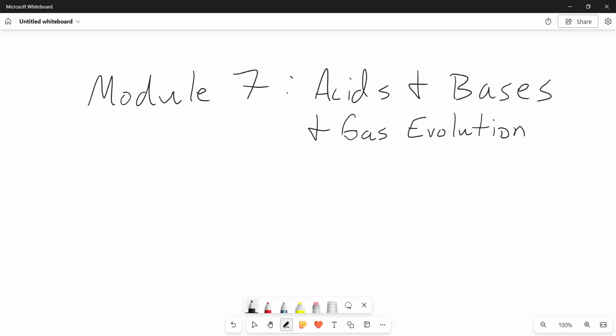All right, we're talking about Module 7, which is acids, bases, and gas evolution reactions. Of course, new module means a new science feature. This time it's not a person, it is Iron Mountain Mine, also known as the Richmond Mine at Iron Mountain. This is near Reading. I can actually see this from my backyard. It's a big scar on the side of the mountain.